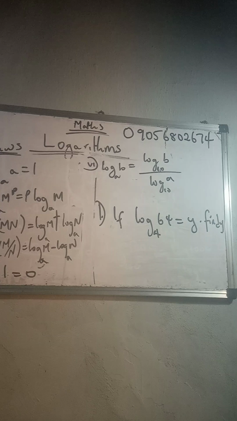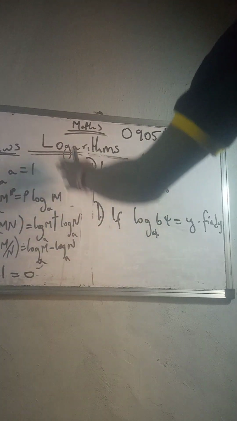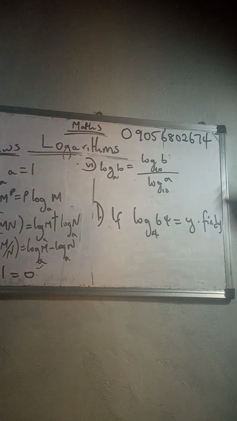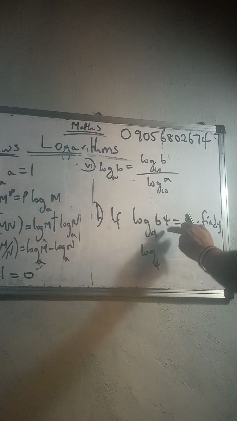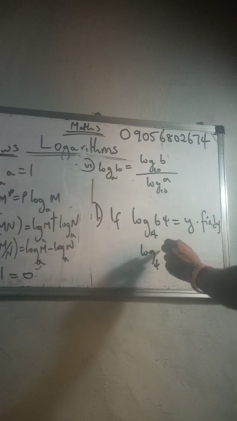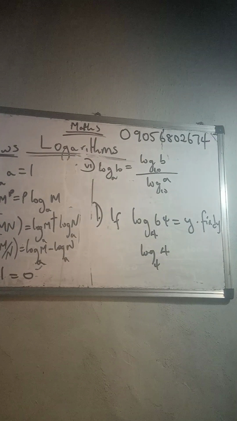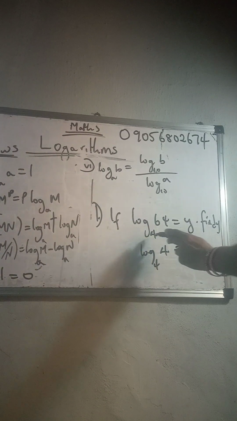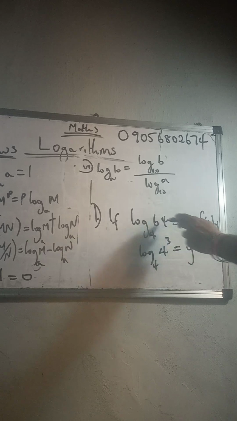If you want to solve a question like this, you can use any of the rules. Looking at the second rule I gave you, you discover that this can be written as log 64, where the base is 4. You ask: 4 raised to the power of what gives 64? That's the first thing that should come to your mind. Looking at it, 4 raised to the power of 3 gives 64. So this is log with base 4 of 4 raised to the power of 3, which is 64.